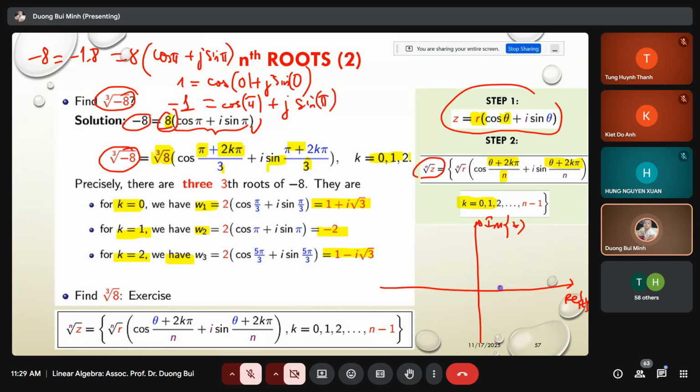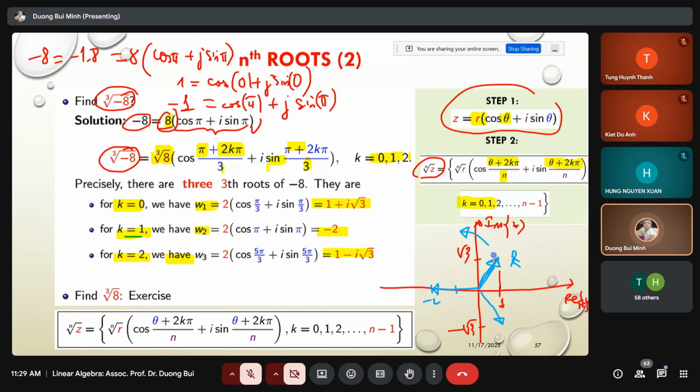So this is 1, this is square root of 3, this is minus square root of 3. If k is 0, you get this position. And then we continue in the counterclockwise direction. If k is 1, you get minus 2, which is here. And then if k is 2, you get 1 minus j square root of 3, here.